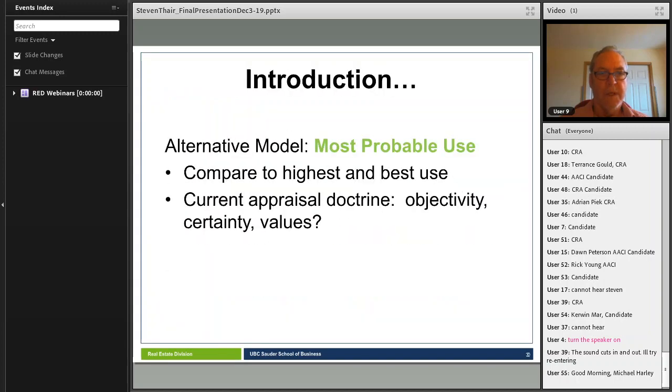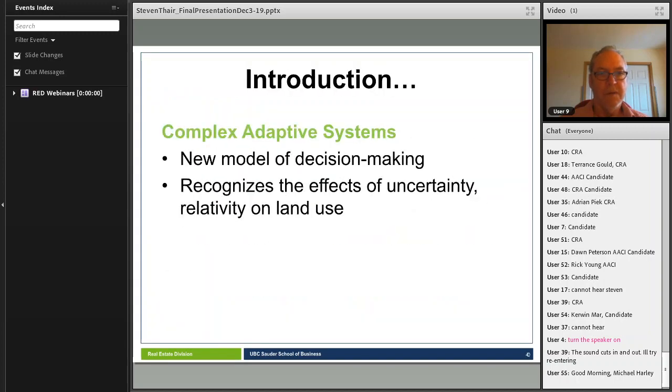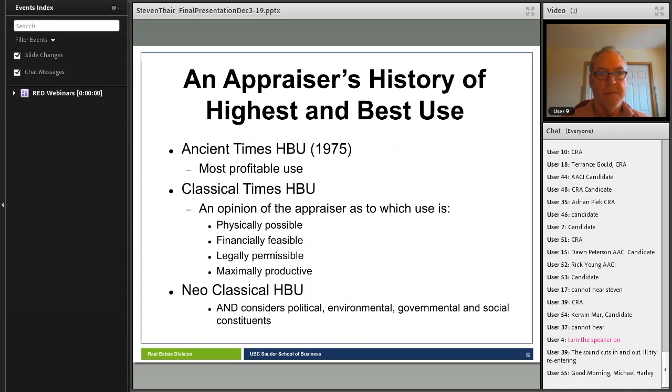So I've just given you the first three slides. Now we'll move directly into the history of highest and best use. I'm a geezer, so I remember way back to 1975. I'm betting a lot of you weren't born then, but I won't ask who. So back in 1975, highest and best use essentially was the most profitable use.